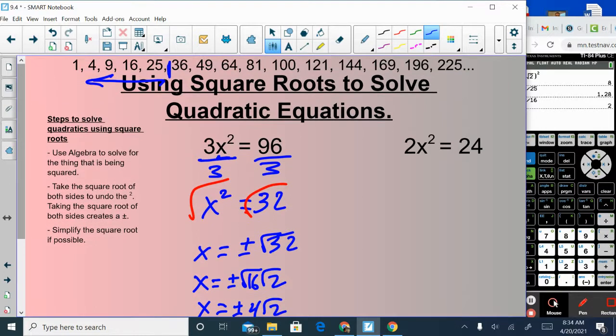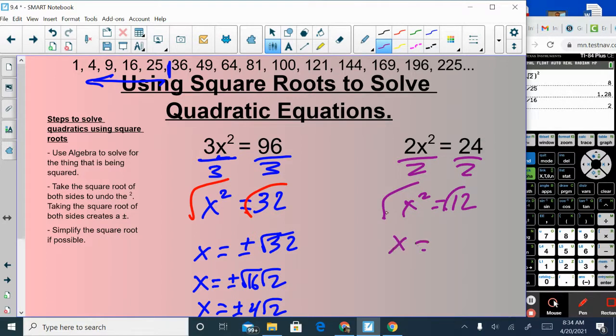It's a good time to pause this, try this one on the right out on your own, see how you do. It's the exact same level of difficulty as the first one. Process is going to be the exact same. Our first step is to divide by 2, and we get x squared is equal to 12. Now the thing that is being squared, which is x, is by itself, so we would take the square root of both sides. We get x, square root and square cancel each other out. x is equal to plus or minus the square root of 12.